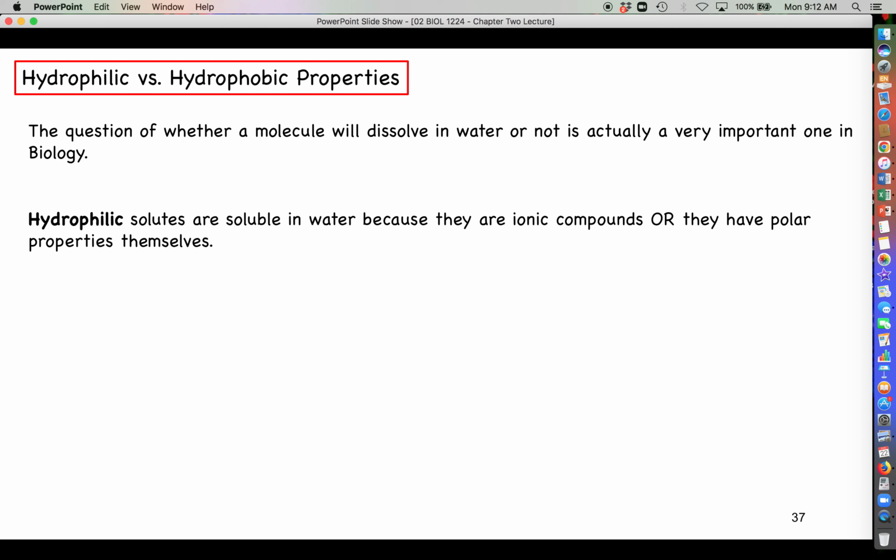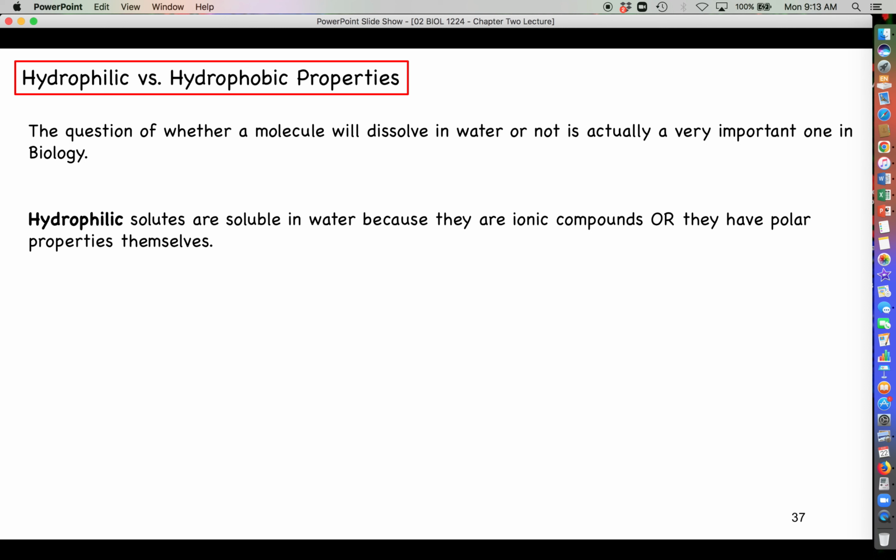If you are a bibliophile, you really like books and reading. If you're an audiophile, you really like sound and listening to music. So if a molecule is hydrophilic, it really likes water. It really wants to interact with water. So hydrophilic solutes are going to be those that are soluble in water. They can dissolve in water.